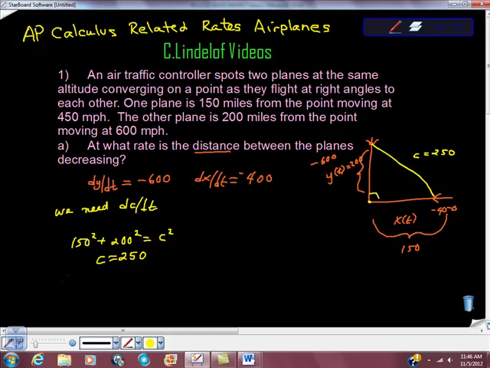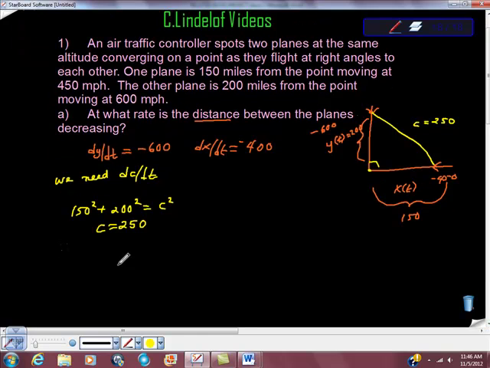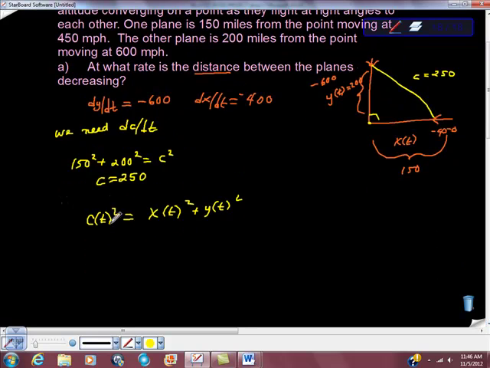The next thing I'm going to do is go back to this. All of these things are changing on us, so I'm going to have to differentiate this whole thing. I'm going to say that c squared is equal to x squared plus y squared. Or if you want to keep it in terms of what we have, x of t squared plus y of t squared, and this is c of t squared. So I'm going to differentiate with respect to time, because this is what I want. I'm going to get 2c dc/dt.